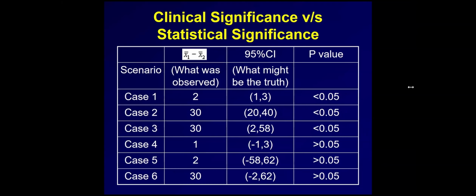For example, case 1 is significant, everything is fine. But whether you will adopt it in your clinical practice, you may not, just because it is not clinically significant. A 2 millimeter reduction may not be clinically significant. So always think of clinical significance over statistical significance. So that is one thing I want you to look at.